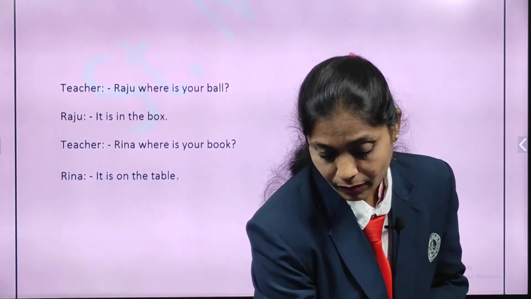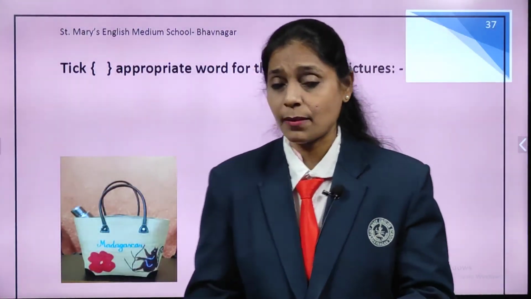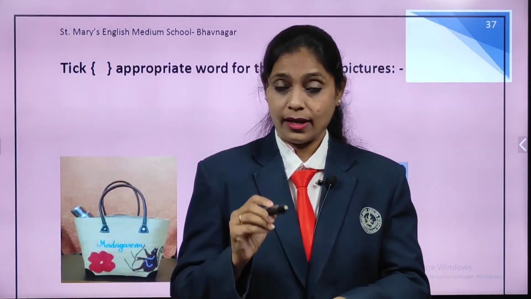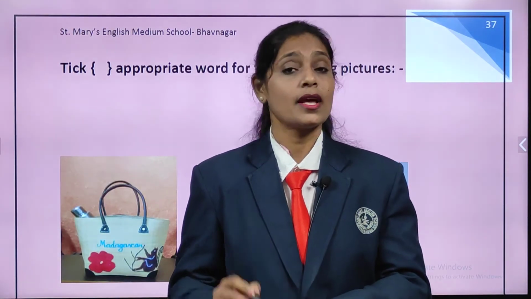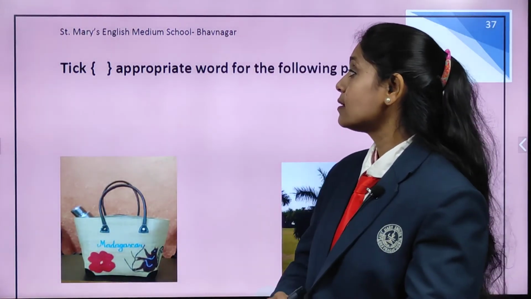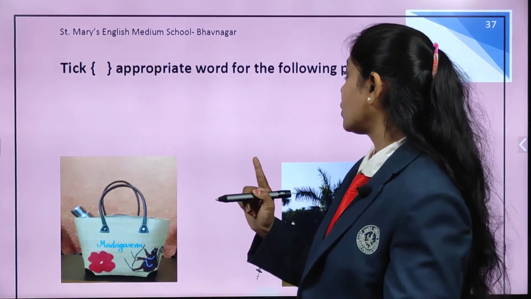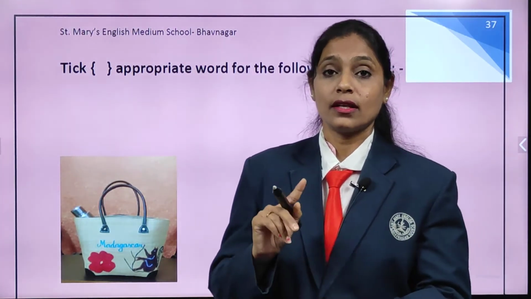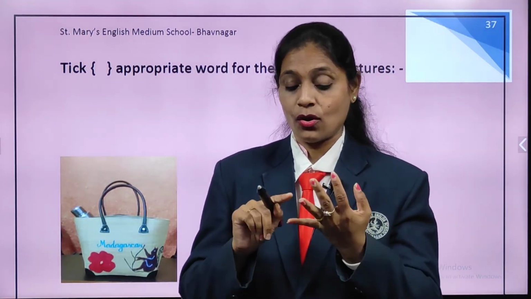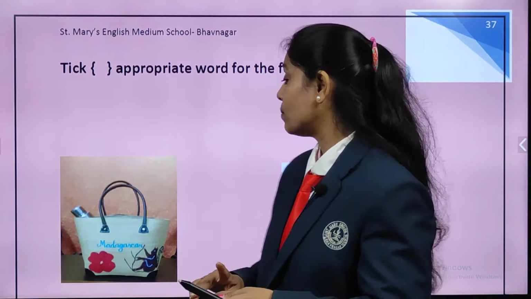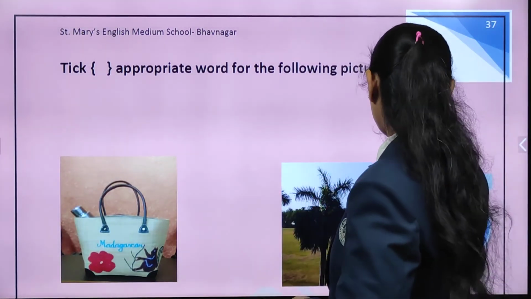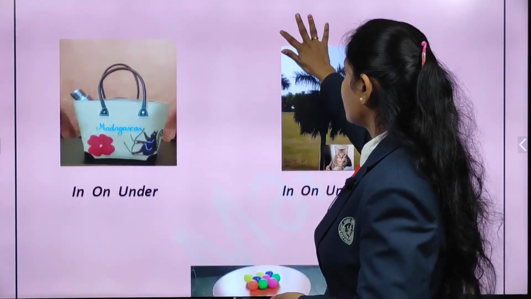Okay. Now here we are going to do some activity. So I want all the children to be ready with the book of course, and with a pencil and an eraser. Okay, what is the activity here? Take the appropriate word for the following pictures. You have to see the picture properly. Which word will come, whether it will be in, on or under, you must know. Okay, now look at the first picture.